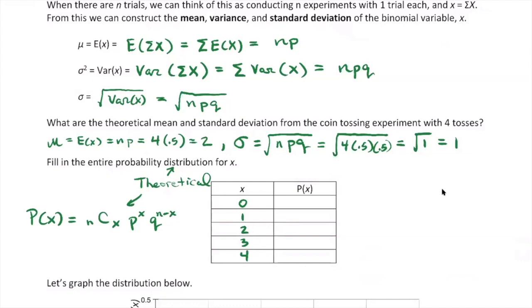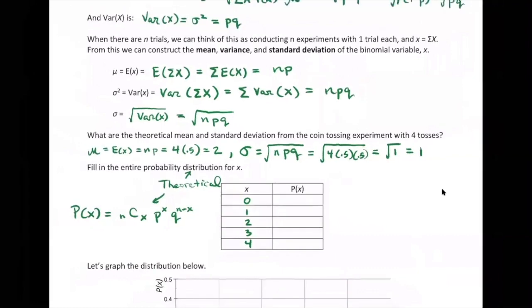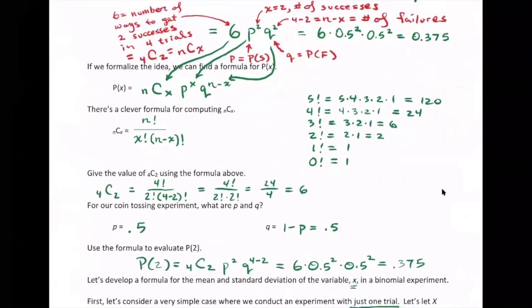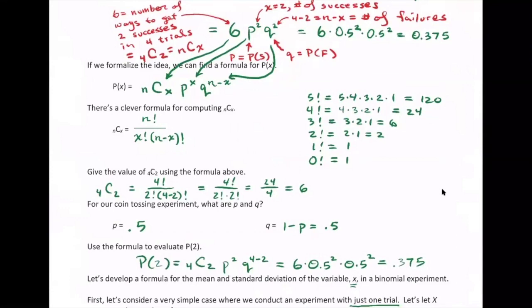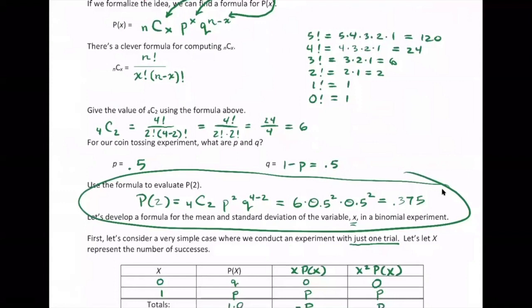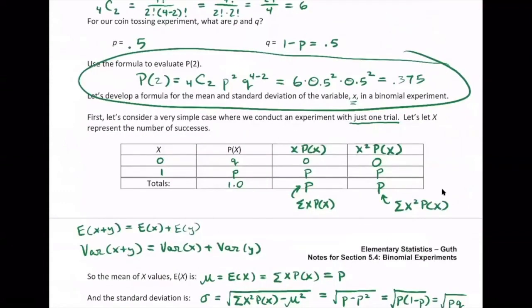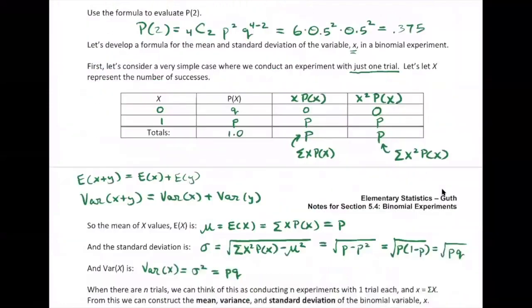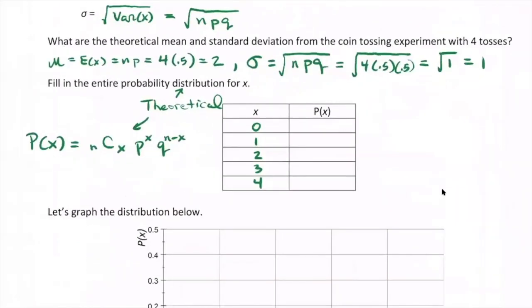We did compute the probability of 2 heads. So if you go back, where was it? Right here, up above. We did 2 heads there, and we got 0.375. So we can just fill that in. That was with the theoretical formula, so we'll put in 0.375 down here for 2 heads.